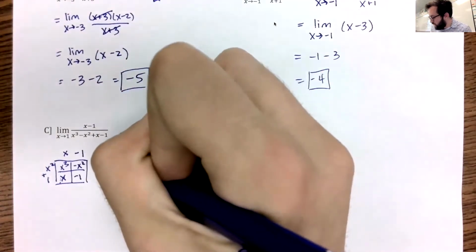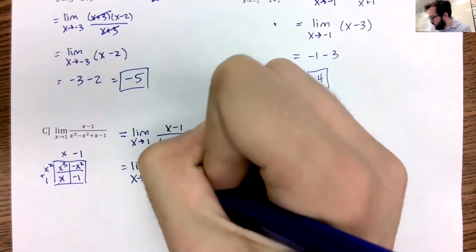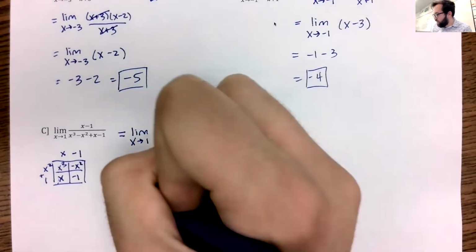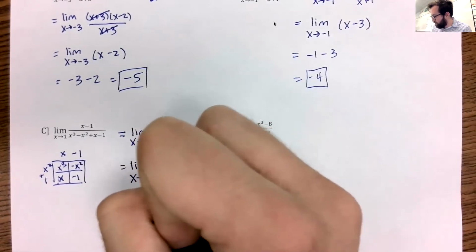So now that the x minus 1s can cancel, we're left with the limit as x approaches 1 of 1 over x squared plus 1. Now we can plug in 1 successfully, and we get 1/2.